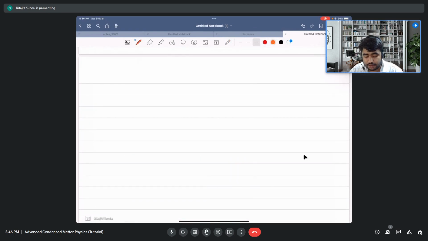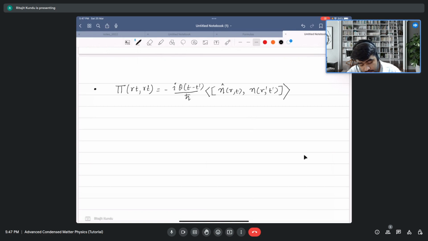There are a whole lot of linear response functions. One important linear response function is called the charge susceptibility, which is given by something like this. So the pi function of r and t is i theta of t minus t prime divided by h bar, times an expectation value of a commutator bracket of n of r, t, comma n of r prime, t prime. Here n is a density operator, or to be precise, a charge density operator. For charge you also have to multiply by minus e, but these are constants, so you don't bother about those now.